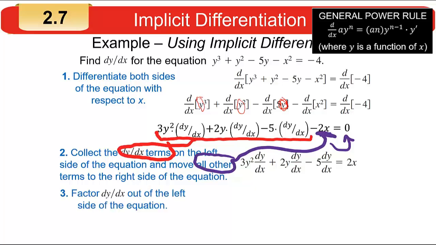Third step is to factor that dy over dx out of the left side of the equation. So you've got a dy over dx here, here, and here. So you factor it out.